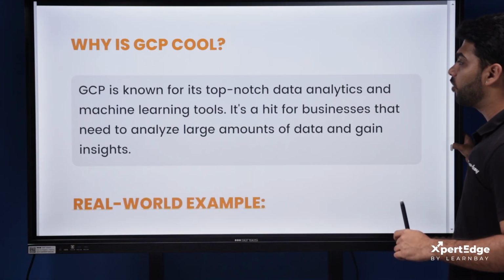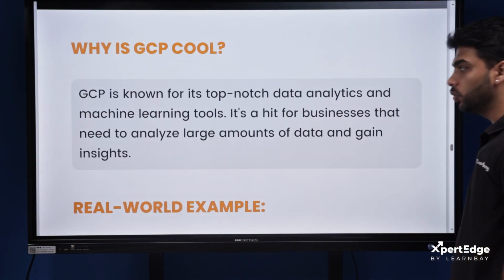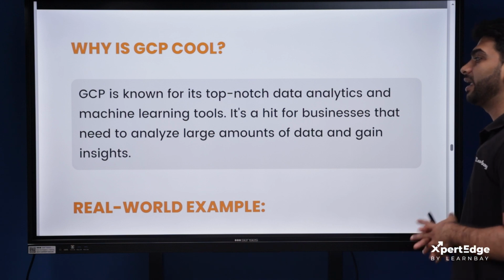Then we talk about why is Google Cloud Platform so cool. Because of the top-notch data analytics and machine learning.